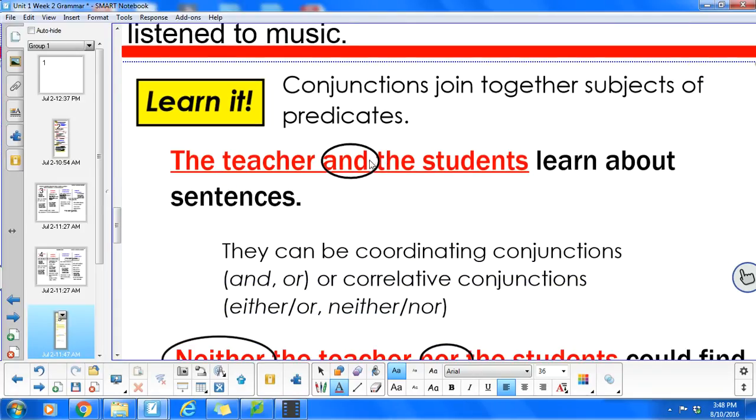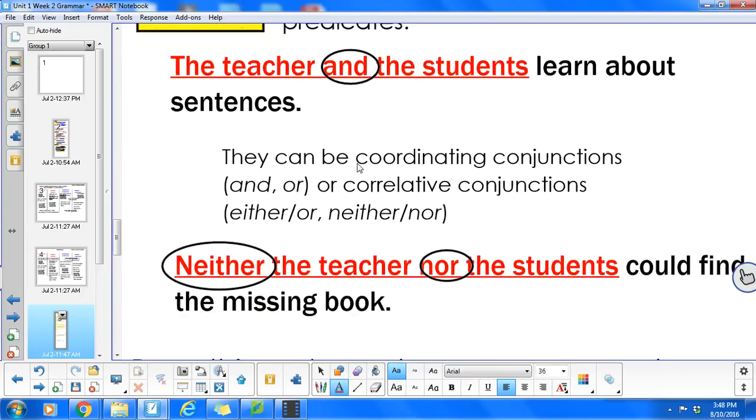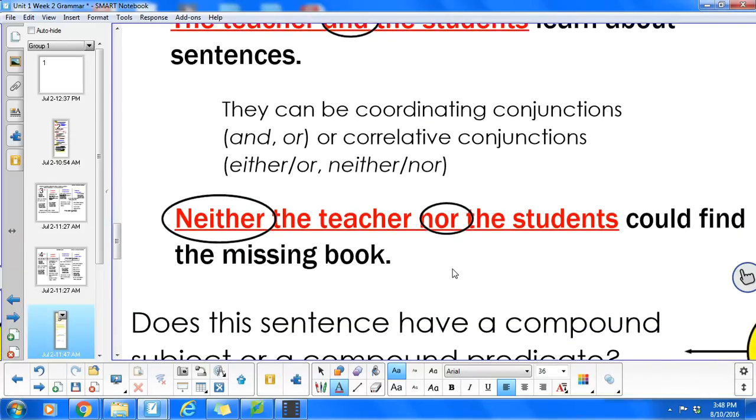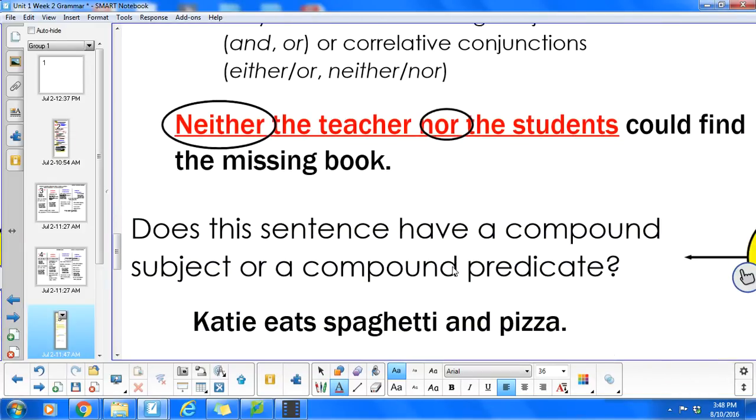Conjunctions are things that join your two subjects or your two predicates together. You could have a conjunction like and, or you sometimes have conjunctions that need a partner, like neither nor or either or. So let's try some sentences.